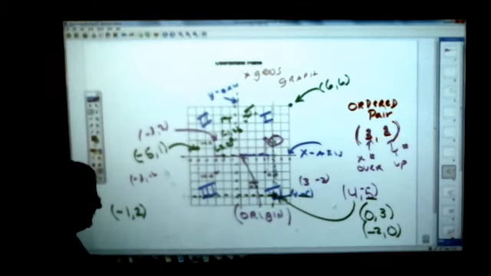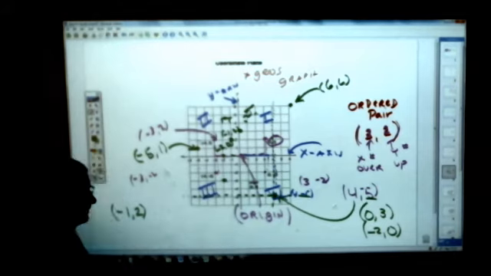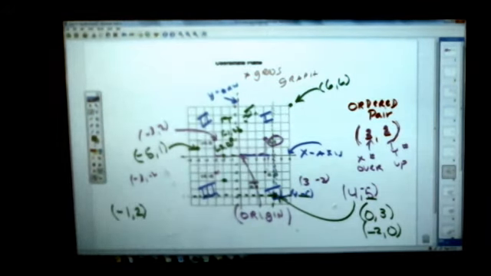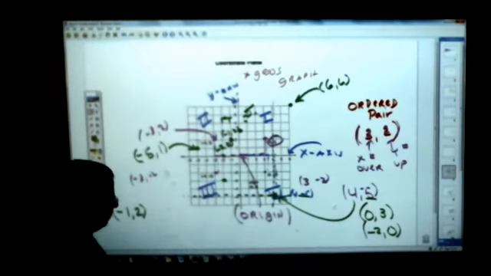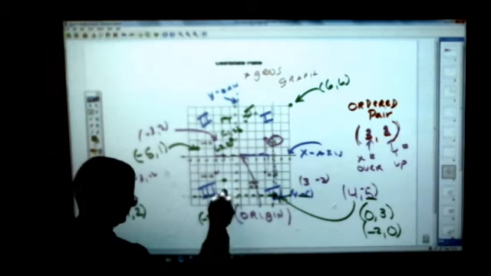Everybody feel relatively confident? How about this point right here? What would that point be? Zach? -2, -3. There.